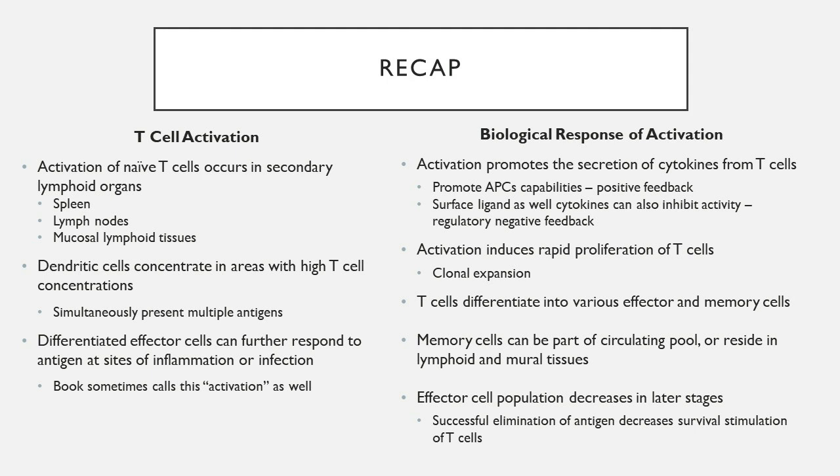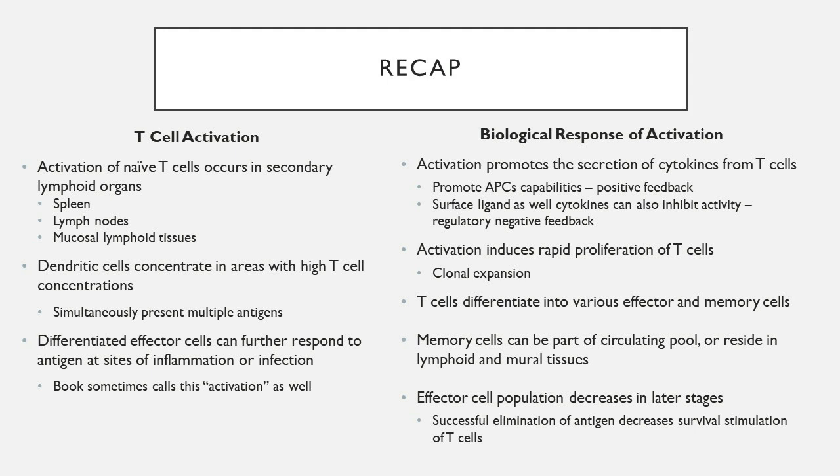Instead, they're meant to hang around much long after the infection or antigen is gone and wait for secondary or tertiary responses, where they're much more effective than a naive T cell would be. The memory cells generated here can be part of both a circulating pool, and they also reside in peripheral lymphoid organs, primarily mucosal tissues, where a T cell might first encounter a pathogen more directly as opposed to waiting in the lymph nodes.